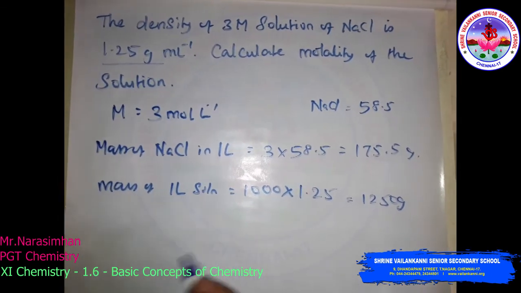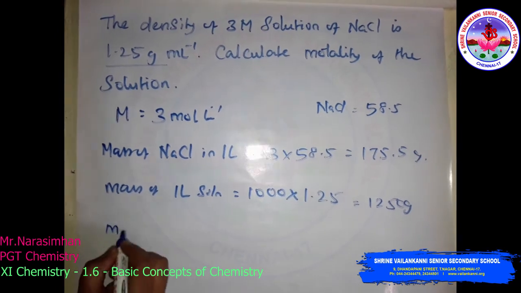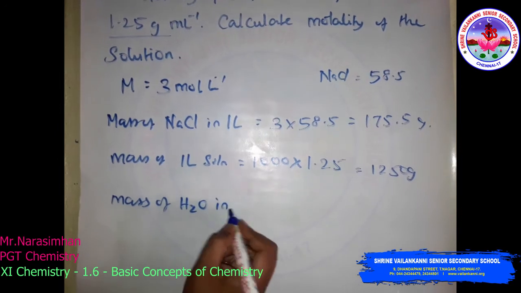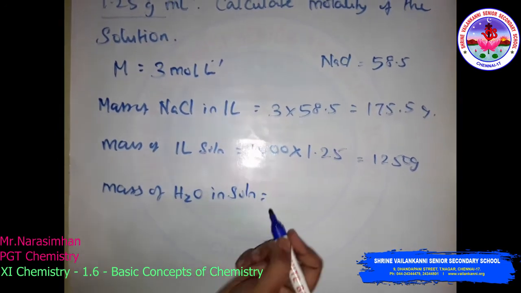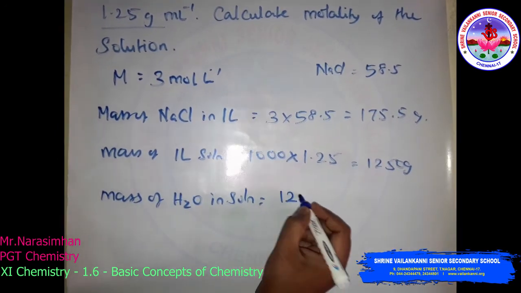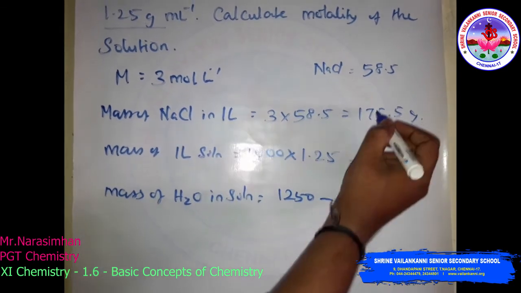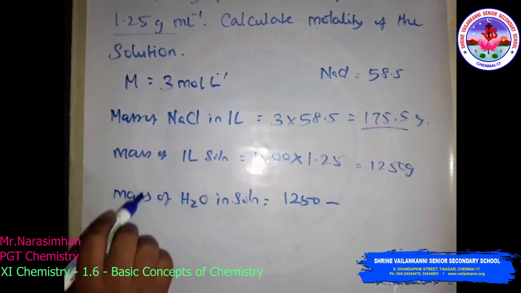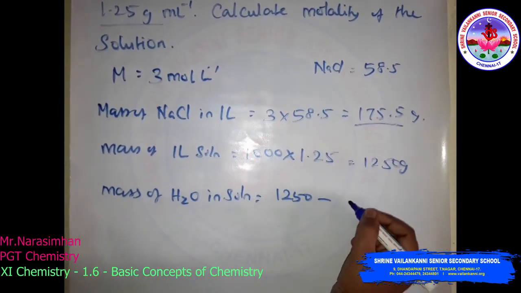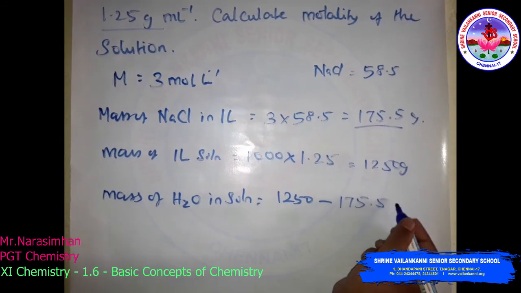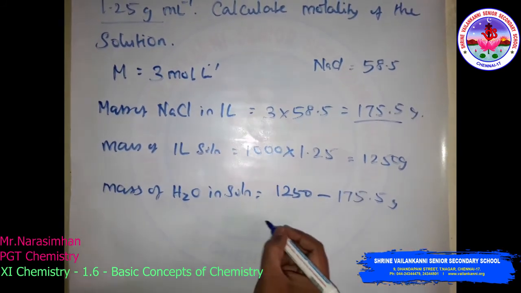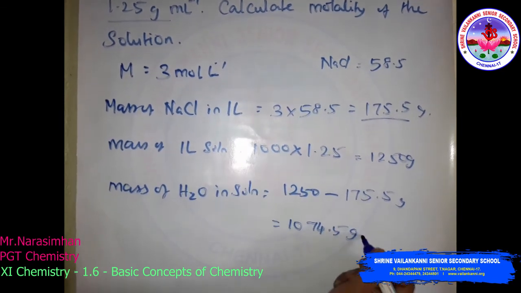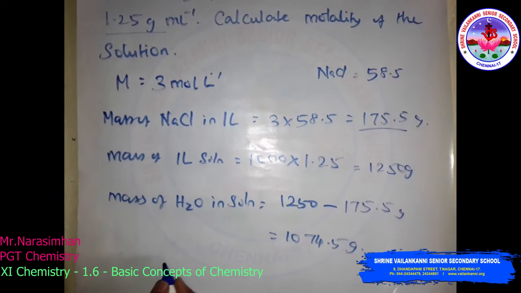Then the mass of water in solution. Next is mass of water in solution, which is equal to what? That is 1250, you have to subtract the mass of NaCl. The mass of NaCl is what? 175.5 gram. So it will become 1074.5 gram.